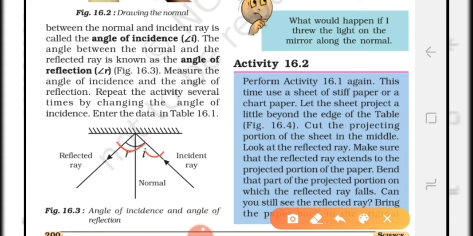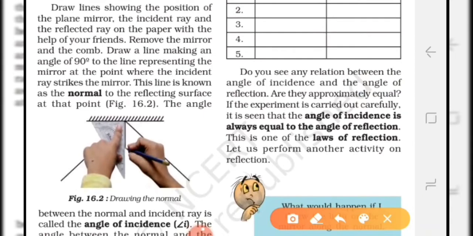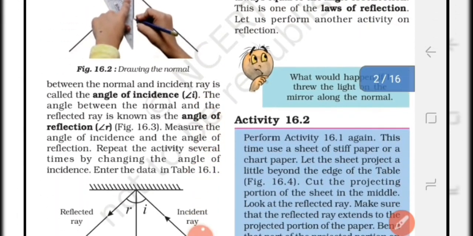It means if the angle of incidence is 40, then the angle of reflection will be 40. If the angle of incidence is 30, then the angle of reflection will be 30. Okay, students? It means the angle of incidence is always equal to the angle of reflection. So it is one of the laws of reflection. That is, the angle of incidence is always equal to the angle of reflection. Now, let us move to the next activity.